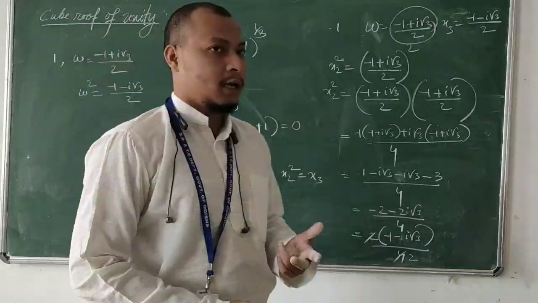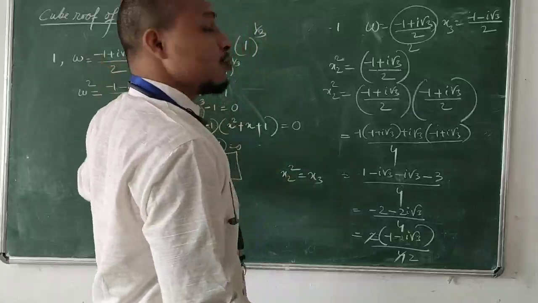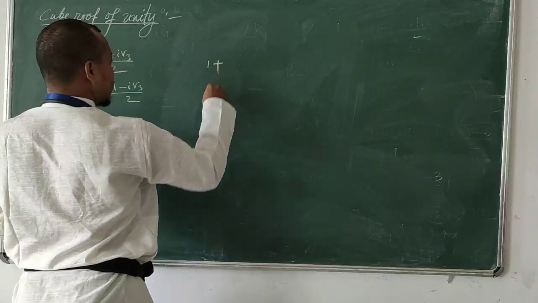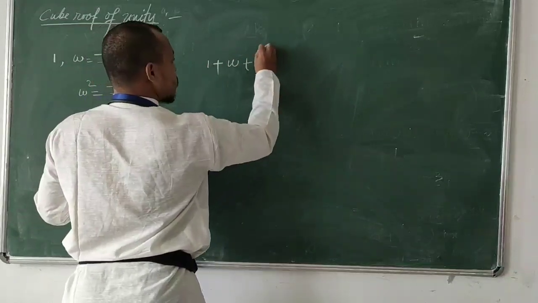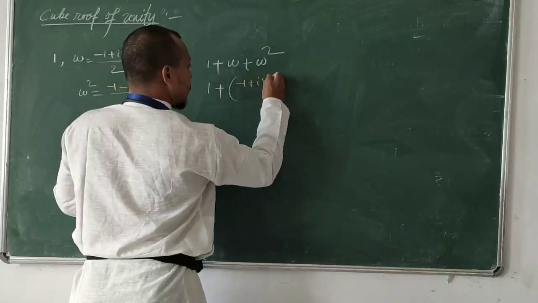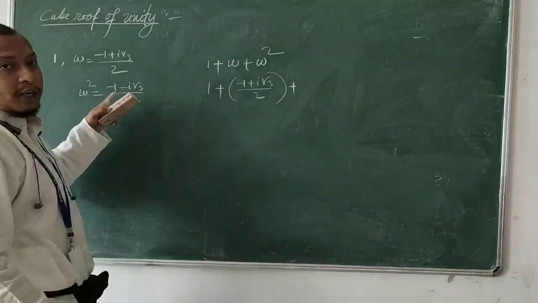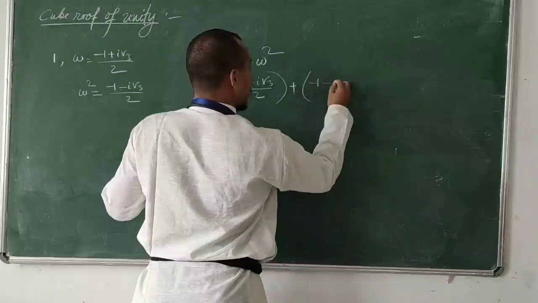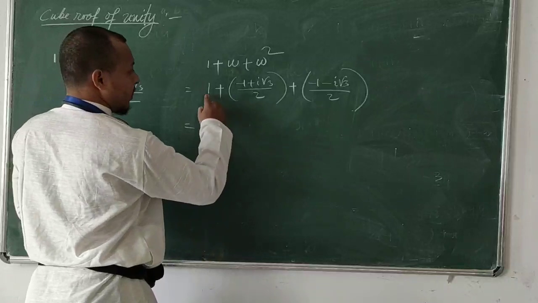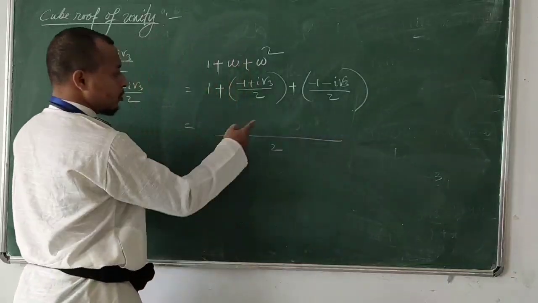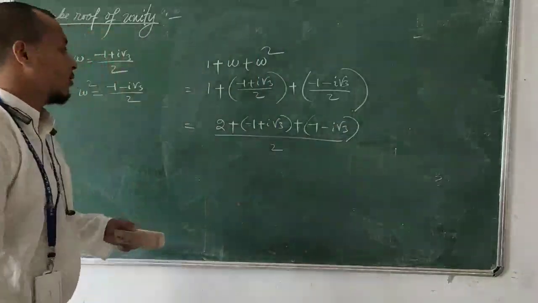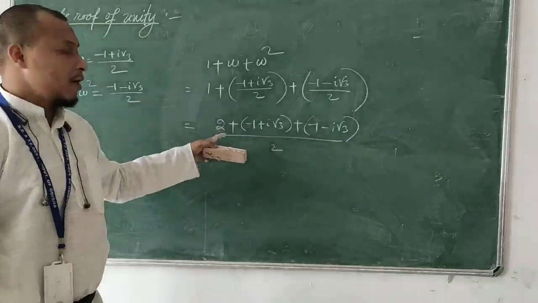Now check. Suppose we are going to add these three roots, we will check exactly what is happening. One root is 1, second root is omega, and third root is omega square. So 1 plus omega plus omega square is 1 plus minus 1 plus i root 3 by 2 plus minus 1 minus i root 3 by 2. When you have added this, take LCM, you will get 2. So 2 multiplied by 1, plus minus 1 plus i root 3, plus minus 1 minus i root 3. I hope you have understood this one.